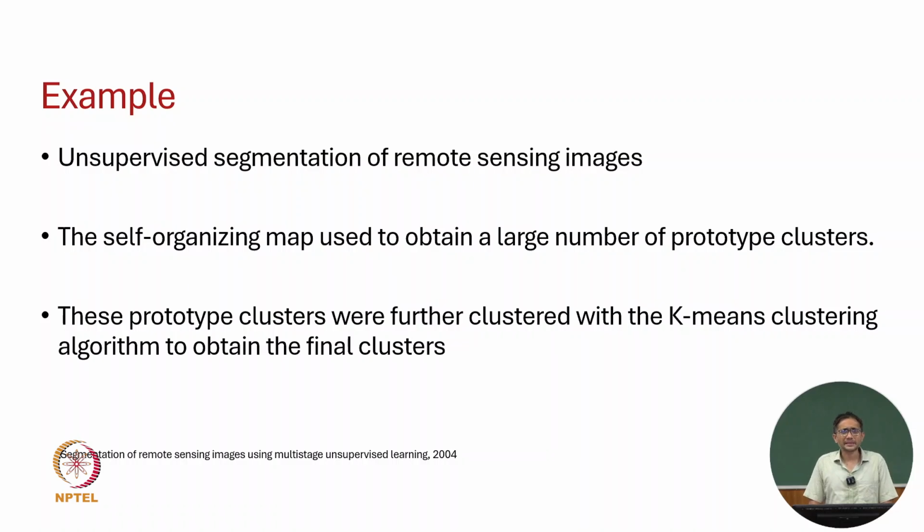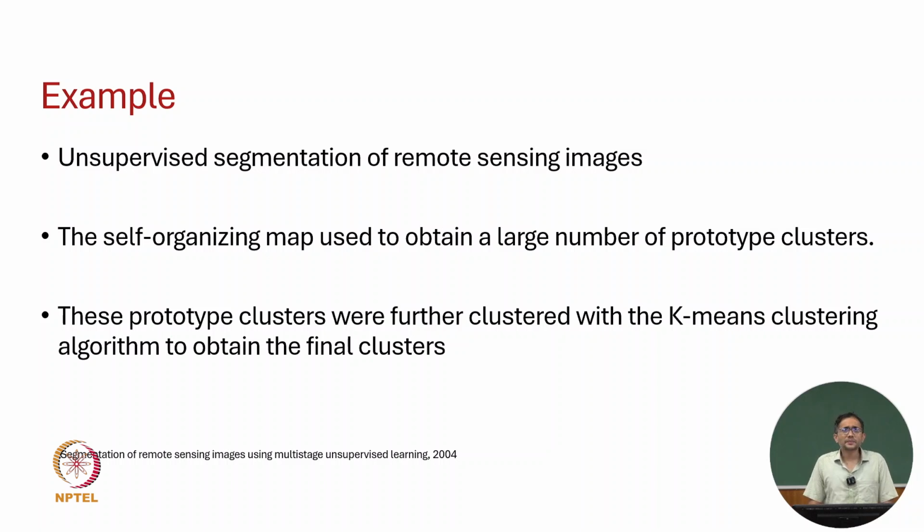So here are a few examples, like unsupervised segmentation of remote sensing images. Given a remote sensing scene, there may be different classes, and it's not always possible that you will have annotated data corresponding to these classes. So to get an understanding of this remote sensing scene, it's often preferred that you can actually segment the scene without using any supervised label.